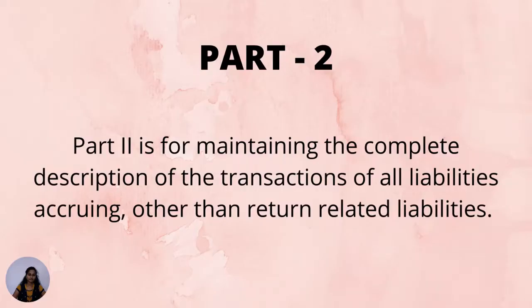The first part is maintained for return related liability. Whatever liabilities accrue at the time of filing the returns, and the payment which we have to pay to the government, is recorded in this register. Not only the return related liability, but the liabilities which occur due to cancellation, or due to switching of the scheme, like from regular scheme to composition scheme, and for the cancellation of registration, these liabilities will also be covered under this first part. And these liabilities are auto-populated in the liability ledger of the tax period.